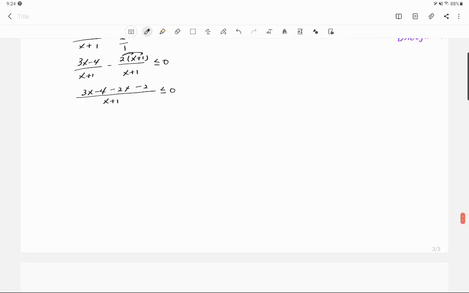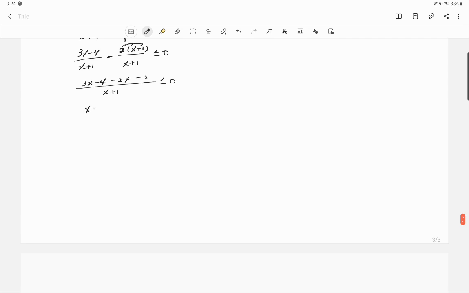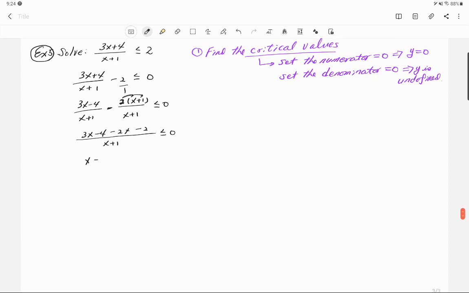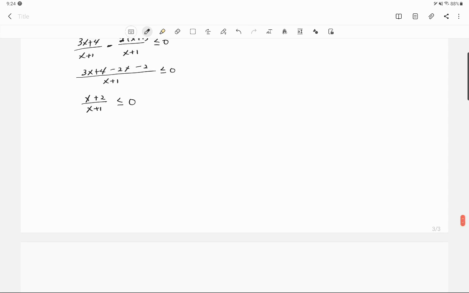All right, so this 2 is a factor with the negative sign, so -2 is a factor. Then simplify the numerator. So x minus, is it plus 4? Sorry, this is plus 4, right? Plus 4. So that is (x plus 2) over (x plus 1) is less than or equal to 0. Now we just simplified the left-hand side, so we have only one fraction, one rational expression, on the left side of the inequality.